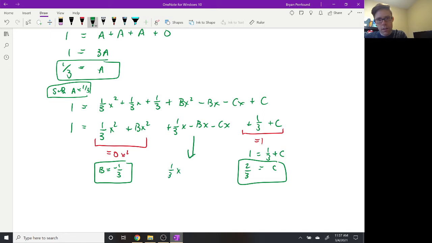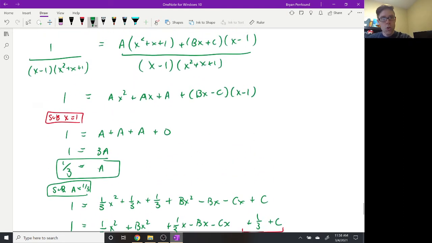Right, so 1/3 x. If b is negative 1/3, I'd get plus 1/3 x. And if c was 2/3, I'd get minus 2/3 x. And that is equal to 0x, which is exactly what we want. So everything checks out okay. So those are the coefficients we're looking for. a is 1/3, b is negative 1/3, and c is 2/3.